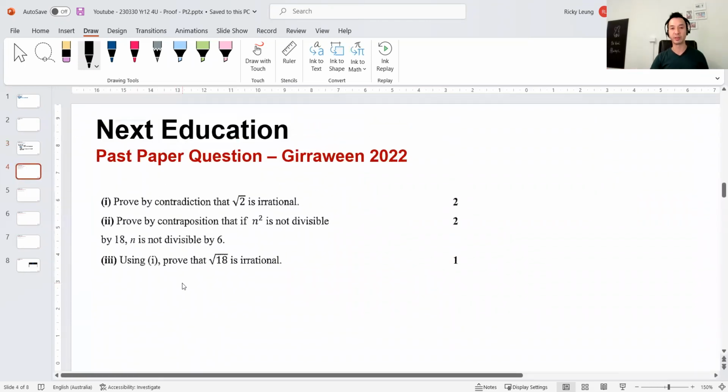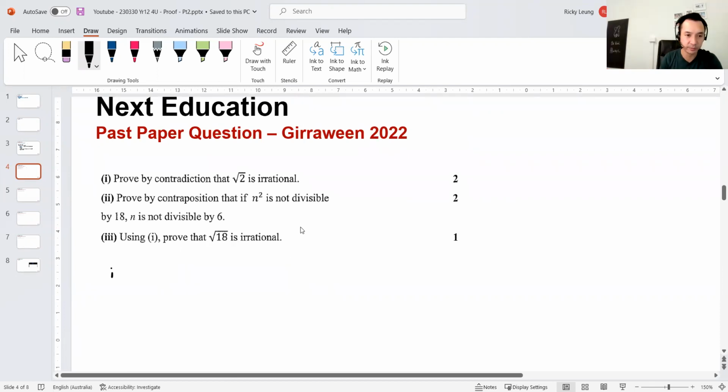Part 1 from Girraween 2022, classic. Prove that root 2 is irrational. And then there are a few more parts which I think are quite simple. Prove by contraposition that if n squared is divisible by something, then n is too. Remember contrapositive, we basically assume the opposite of both sides. So if P implies Q, then not Q implies not P. And then using part 1, prove that a certain number is irrational. Okay, cool.